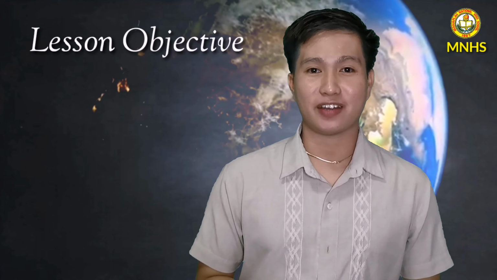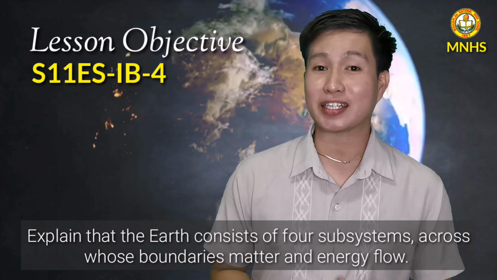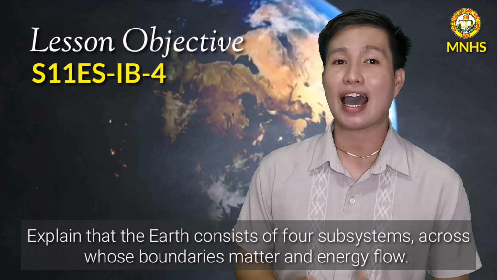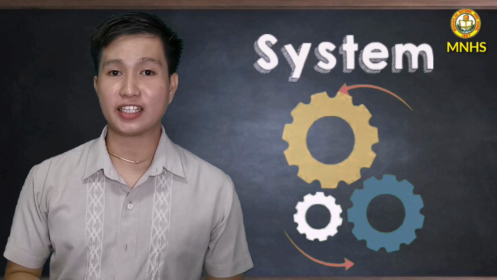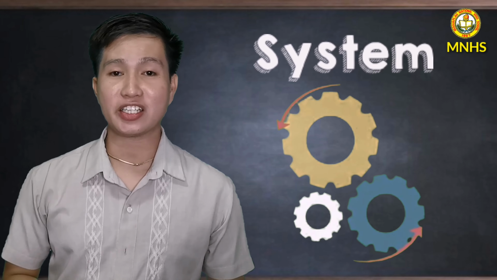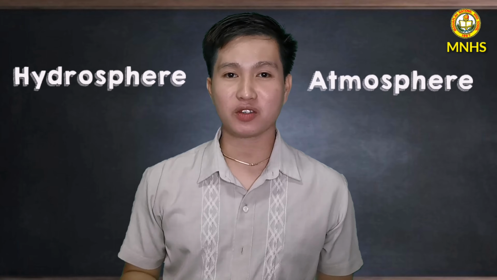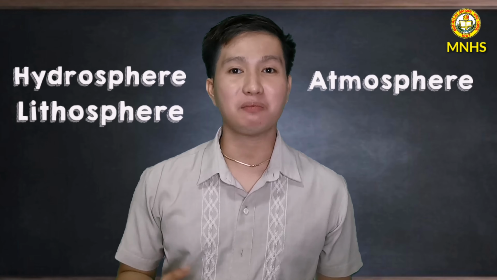Our lesson objective is to explain that the Earth consists of 4 subsystems across whose boundary matter and energy flow. A system is a set of interconnected components that are interacting to form a unified whole. Scientists break down the Earth's major system into 4: hydrosphere, atmosphere, lithosphere, and biosphere. These systems interact in multiple ways to affect Earth's surface material and process.